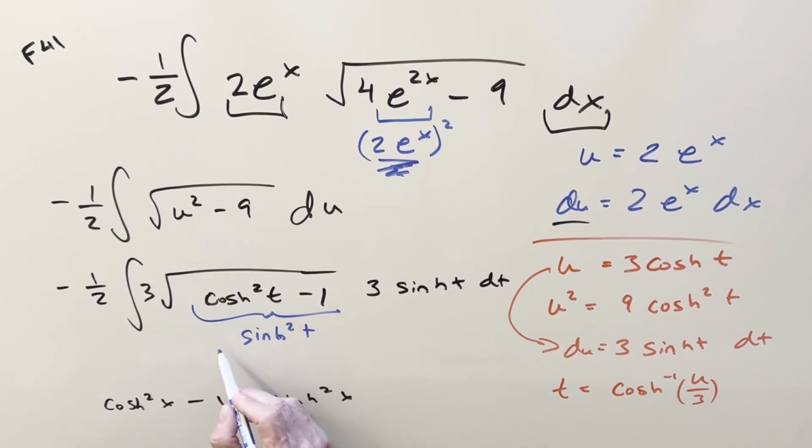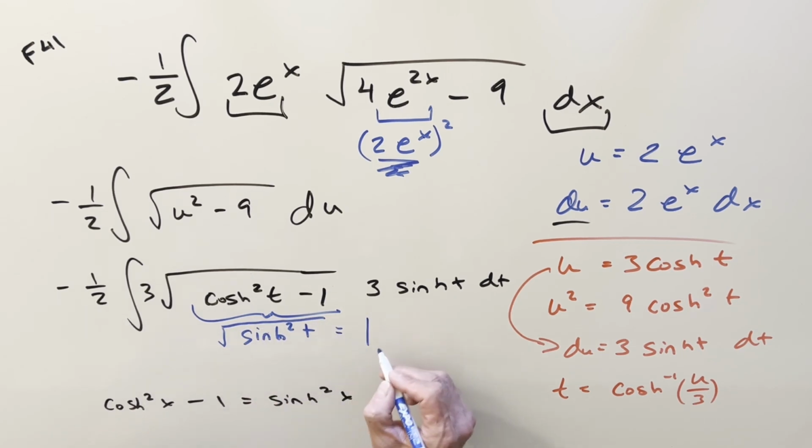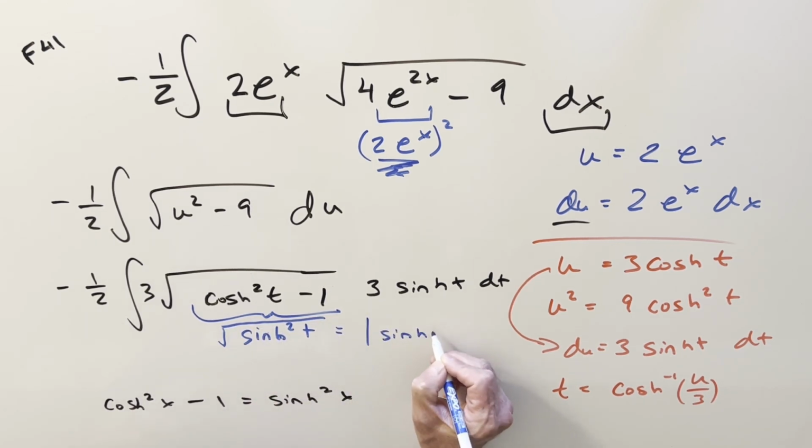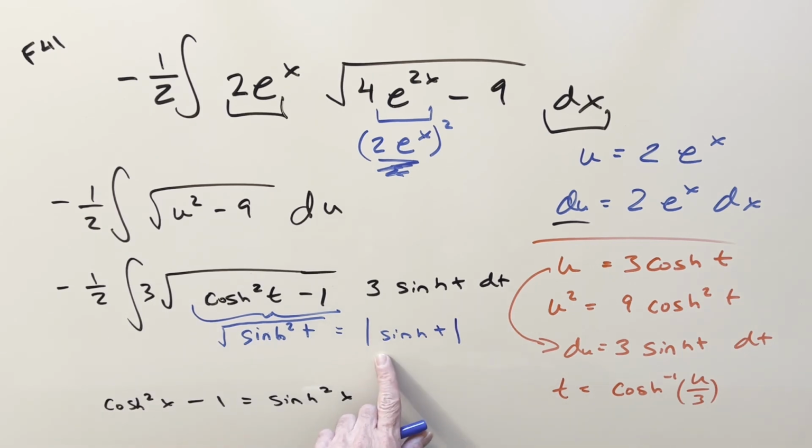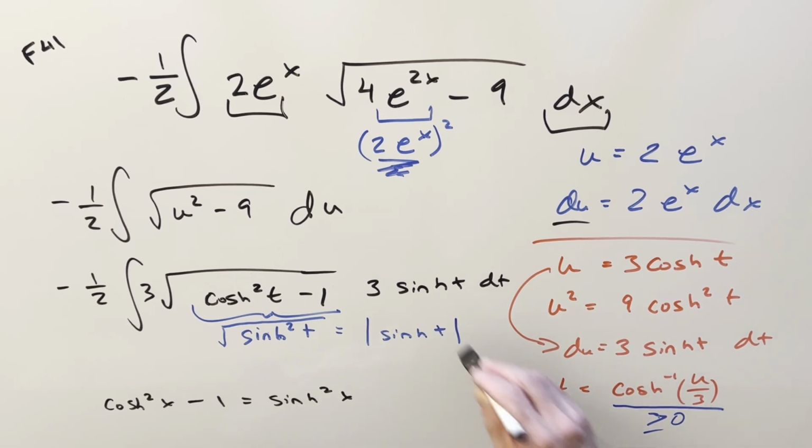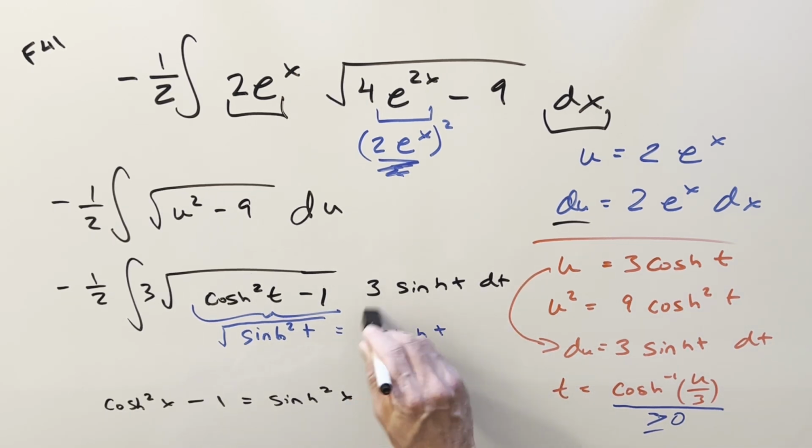So for the whole thing, we're really going to have the square root of sinh squared of t, which is going to be the absolute value of sinh of t. Now for the absolute value here, sinh is always positive when t is positive. It's always negative when t is negative. But look at our definition of t over here. Inverse cosh is always greater than 0. I'm not sure, maybe greater than or equal to 0. But anyway, this thing is never going to be negative, so we can actually just drop the absolute value right here and we can clean up our integral.